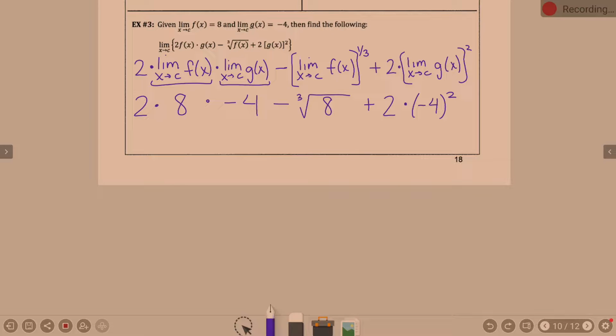2 times 8 is 16. 16 times negative 4 is negative 64. The cube root of 8 is what? 2. And then 2 times negative 4 squared, so 16 times 2, 32. My brain goes with negative 64 plus 32 is negative 32 minus 2. Or no mental math mistakes, negative 34. And my answer key agrees, so I must not have made mental math mistakes.